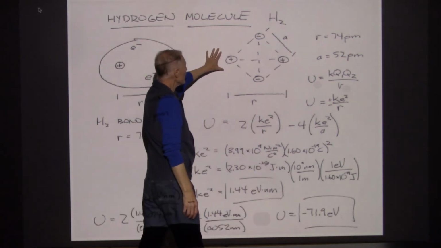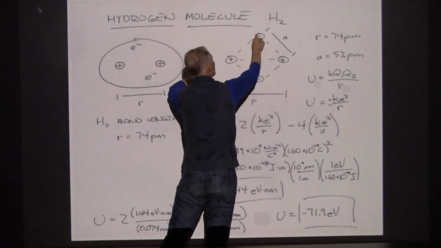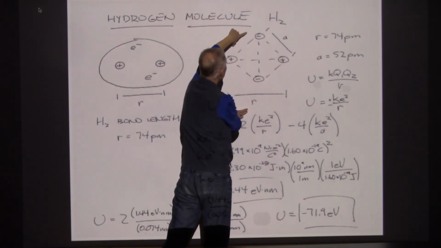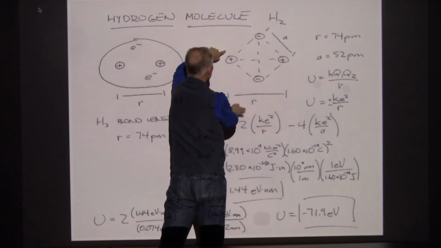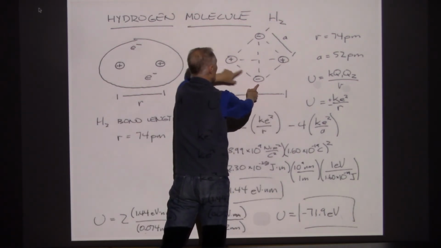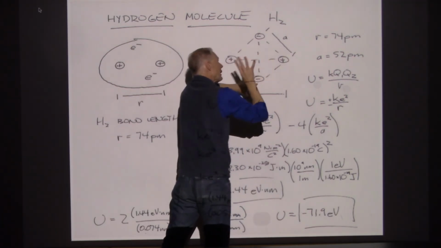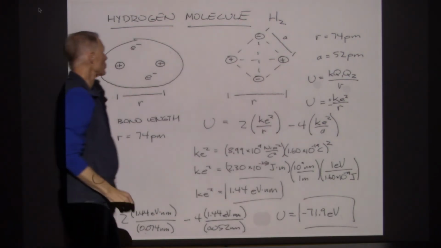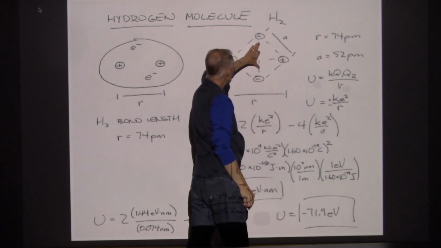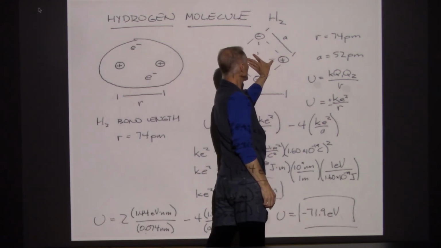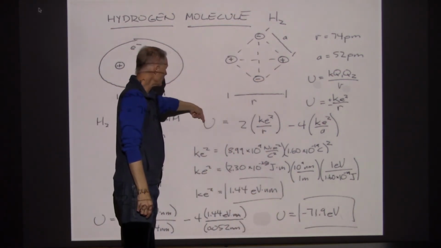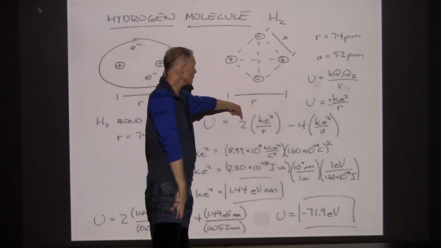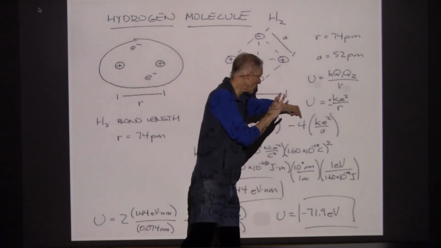Well, if I look at this, what I've got is 4 attractions going on. I've got the attraction between this electron and proton, this electron and this proton, this electron and this proton. So I've got 4 attractive forces, and I have 2 repulsive forces. The electrons are repelling each other, and the protons are repelling each other. And so in my potential energy formula, here are the 2 repulsions, and here are the 4 attractions.